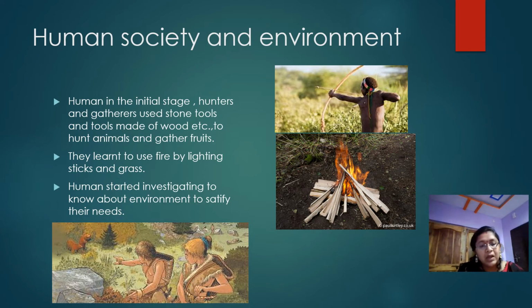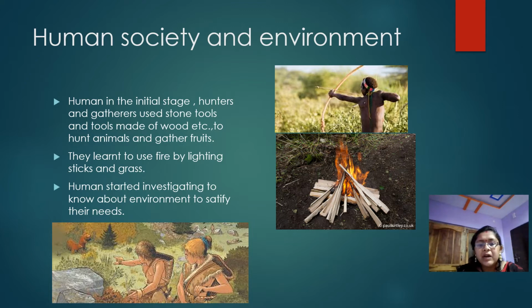what he has achieved by doing it. Okay. Now we'll see humans in the initial stage, hunters and gatherers, used stone tools, and these tools they made of wood, and they used them to hunt animals and to gather foods. So this is the starting period. In the initial stages, when man took birth on this earth, in order to survive, in order to eat food, they started hunting. Okay.